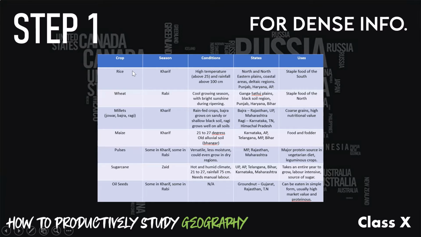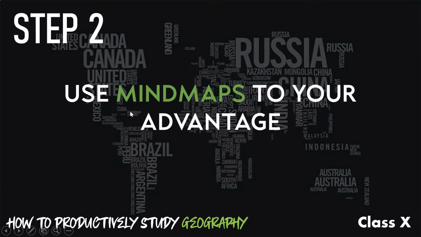And if you look at the textbook, it's not that easy to remember all of these things. But by using the table, I separated the data, and it makes it super easy to remember the significant features of each crop. The next suggestion I have is to also use mind maps or flowcharts to your advantage.